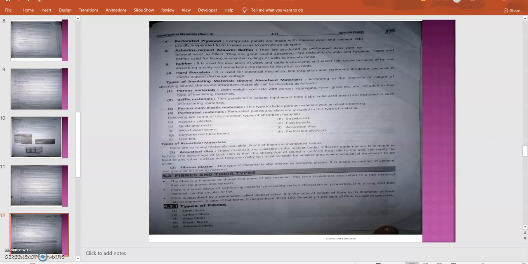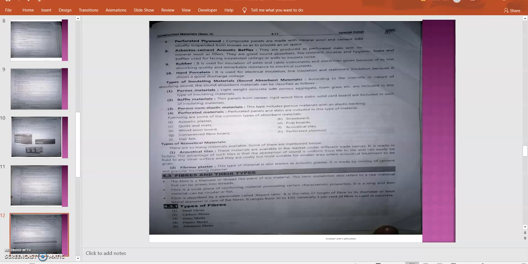This term is sometimes also referred to as a raw material that can be drawn into threads. The fiber is a small piece of reinforced material possessing certain characteristics. As I said, these are flexible. They provide good strength and very good tensile property. That's why they utilize fibers.